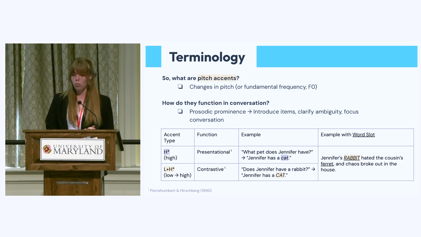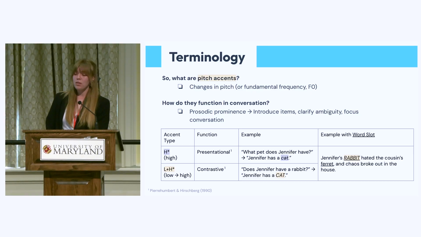So for instance, what pet does Jennifer have? Jennifer has a cat. And then while contrastive accents scoop from a low to high pitch and they differentiate between two references. So for instance, does Jennifer have a rabbit? No, Jennifer has a cat. So it kind of scoops up there at the end.